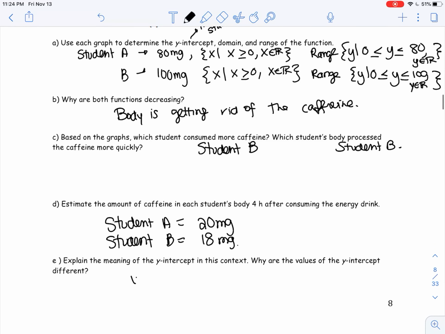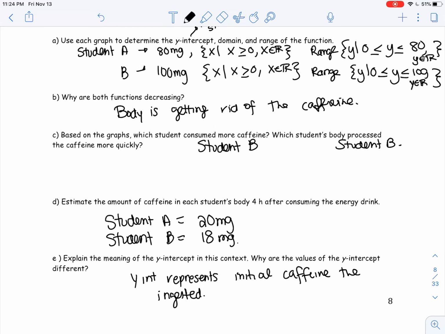Finally, explain the meaning of the y-intercept in this context. The y-intercept represents how much caffeine they initially took in. So the y-intercept represents the initial caffeine they ingested. That could mean how much caffeine is in their drinks. So how much caffeine was in each drink?